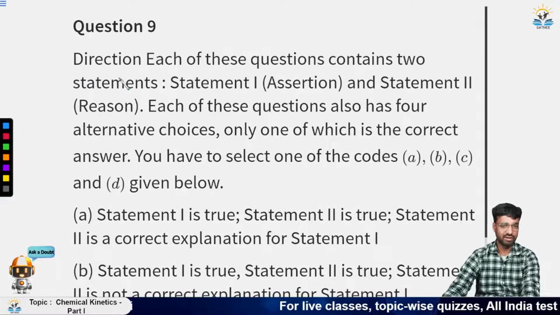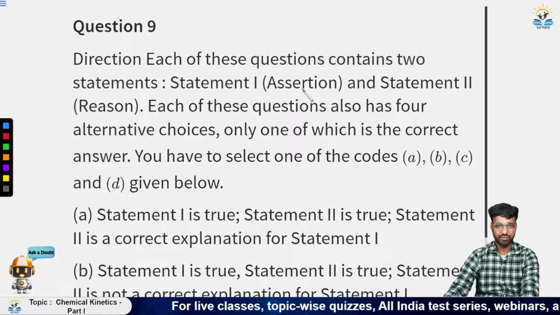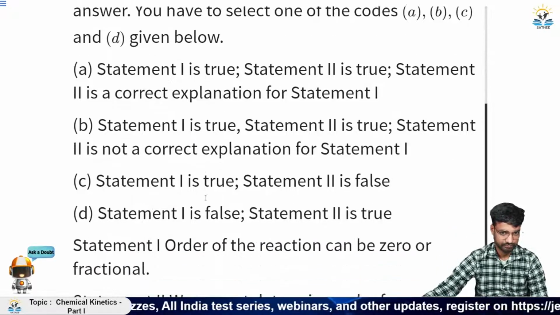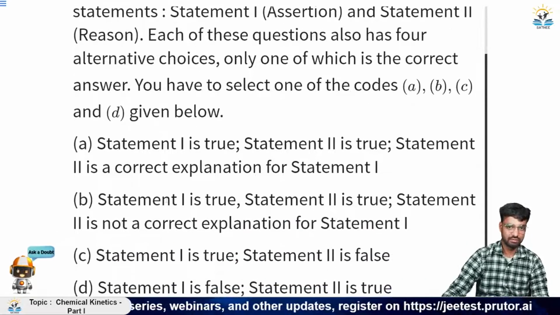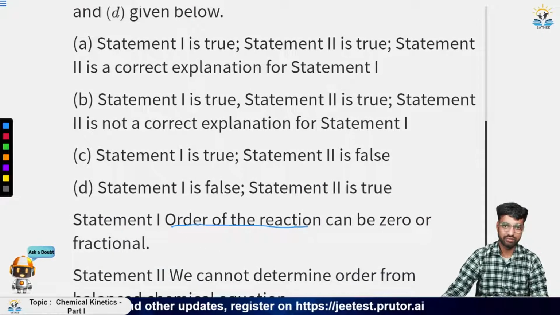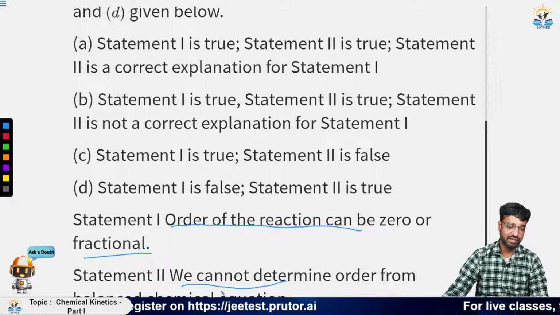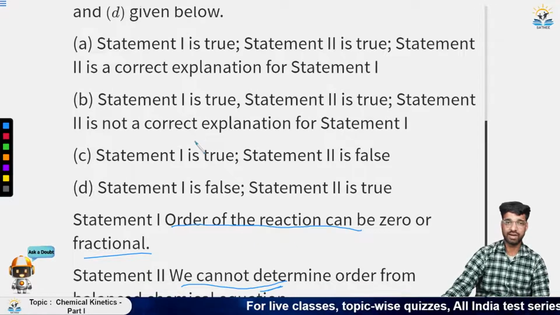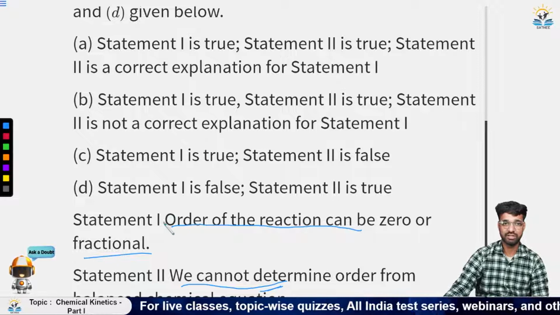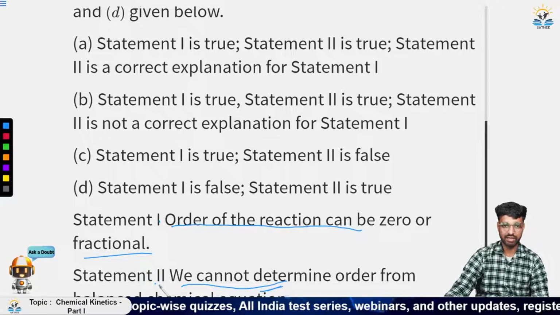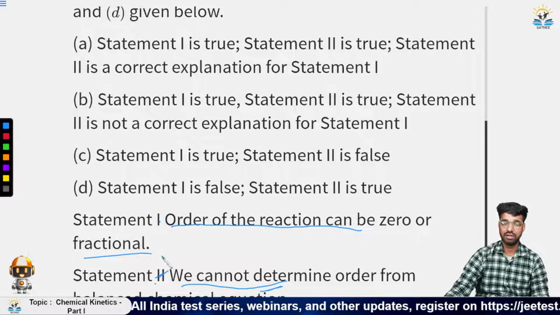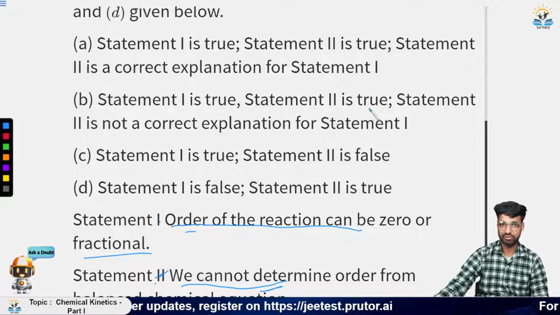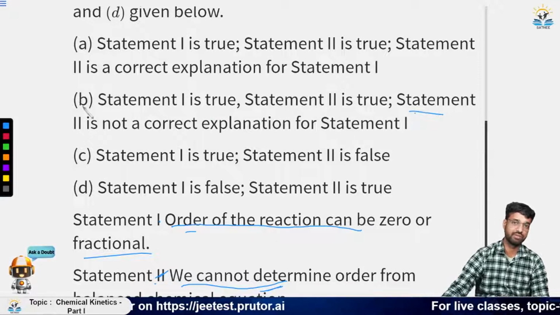Now the next one: for statements 1 and 2 we have to say which is true and which is false. Statement 1 says that the order of reaction can be zero or fractional. So it is very true. Statement 2 says we cannot determine the order from the balanced chemical reaction. So it is also true. If it is a complex reaction, we cannot find it; it is not always the stoichiometric coefficient. So both are true, but statement 2 is not the correct explanation of statement 1. So this is the correct answer.